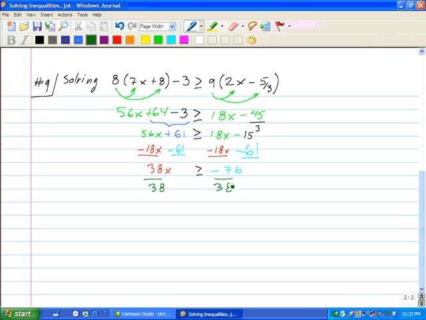We are dividing by a positive 38, therefore the symbol does not change. And our answer is x is less than negative 76 divided by 38. 38 fits into 76 two times, so that's a negative 2. There's your answer.